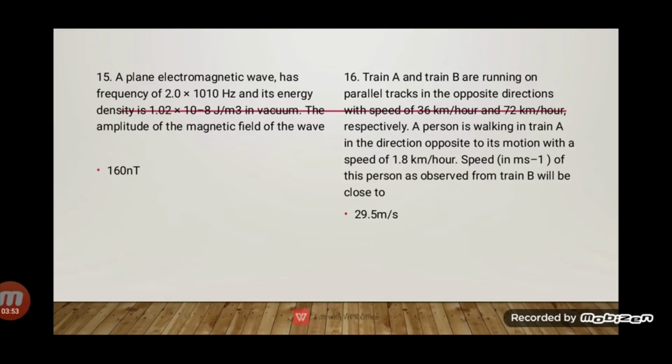Train A and train B are running on parallel tracks in opposite directions with speeds of 36 km per hour and 72 km per hour. A person is walking in train A in the direction opposite to its motion with a speed of 1.8 km per hour. Find the speed of train B in meter per second. Answer is 29.5 meter per second. If you want the answer in kilometer per hour, then you multiply 29.5 with 18 by 5.